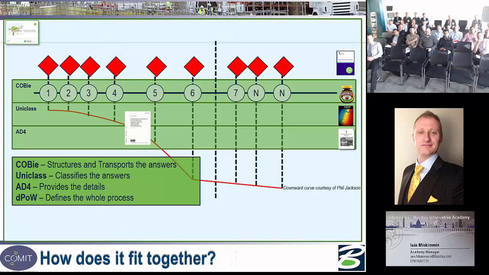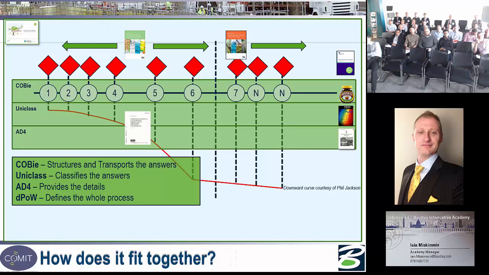We have BS 1192 2007, which deals with the design and construction information. We have PAS Part 2, which deals with CapEx. We have Part 3, which deals with OpEx. We have Part 4, which deals with information exchange. And we have Part 5, which deals with security of all of that.